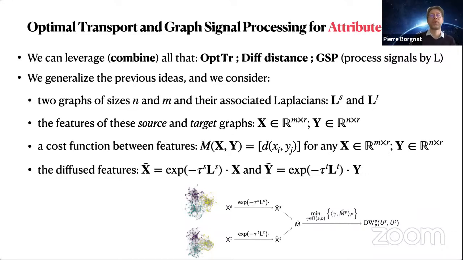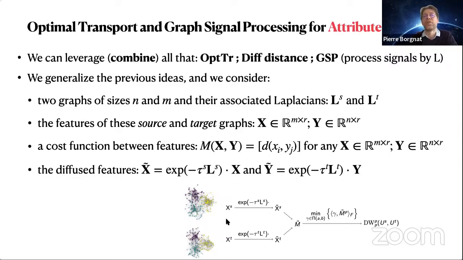and so graph signal processing, we can consider two graphs of different sizes, N and M, with their associated Laplacians. We have features on the source and the target graph, and we can introduce some cost function between the features. This is an arbitrary choice, as in the original optimal transport approach, but you can take an L2 distance, for instance, between the features. And now we introduce the diffused features, which are the application of the heat kernel of the source graph to its attributes, and the heat kernel of the target graph to its own attributes.